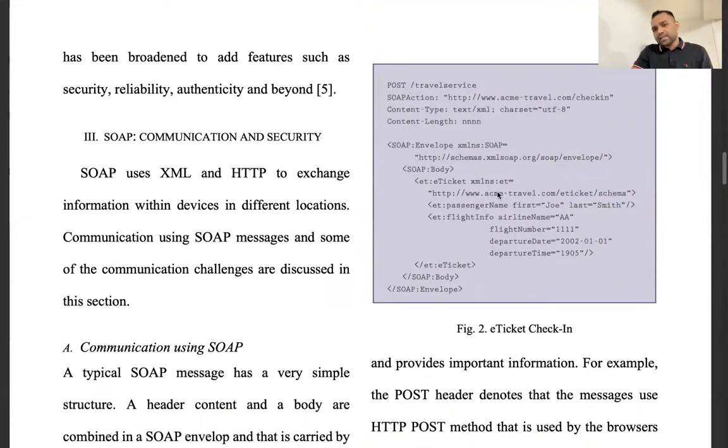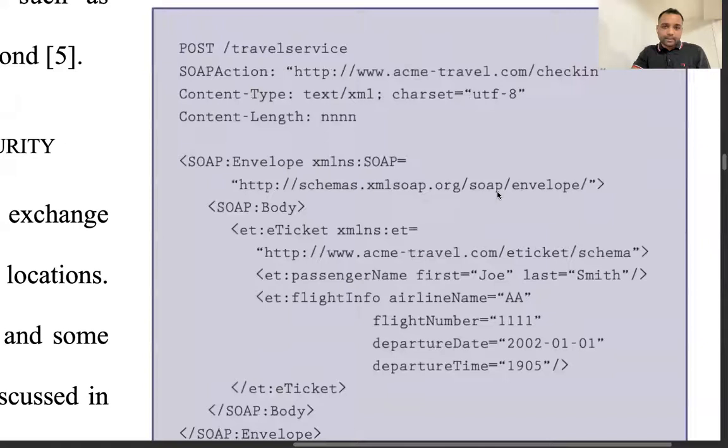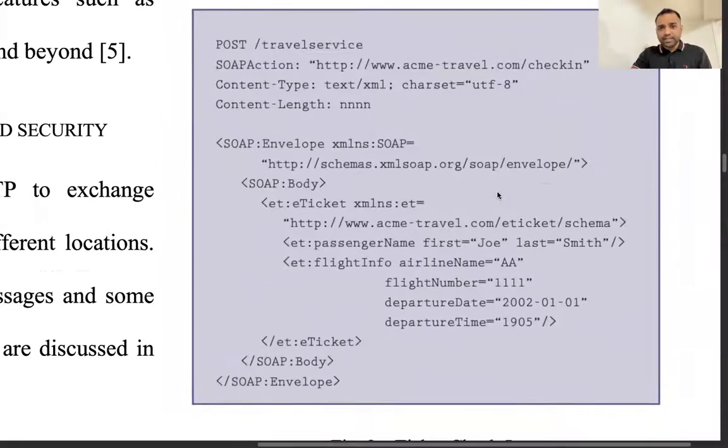After that, we will see an example of a SOAP message that is being exchanged. It was a message for a travel service. People can check in for the flight here. So we can see a passenger named Joe Smith. If he has the credentials to check in, he will be able to check in from this. We always use HTTP POST to fill up forms, and SOAPAction provides the action header which tells what this form is for. So this form will be used for check-in.